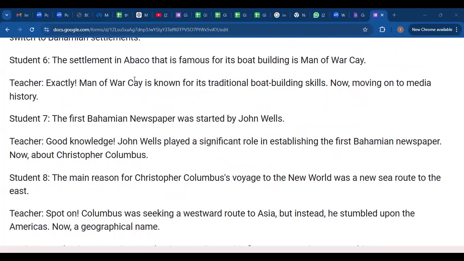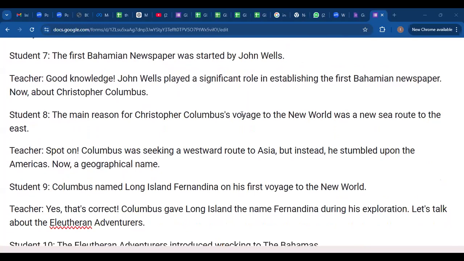Excellent. Manawaki is known for its traditional boat building skills. Now, moving on to media history. The first Bahamian newspaper was started by John Wells. Good knowledge. John Wells played a significant role in establishing the first Bahamian newspaper.